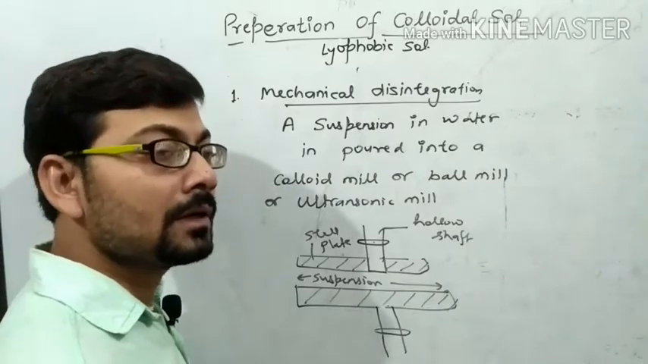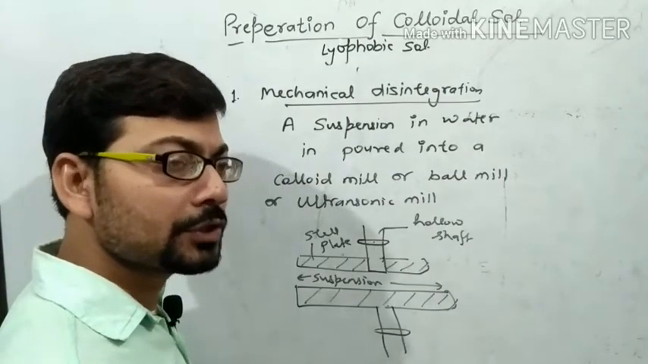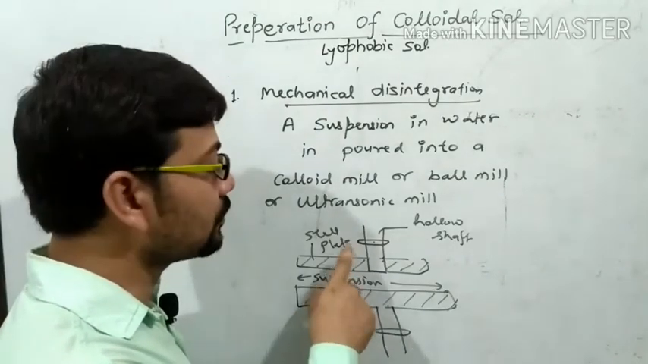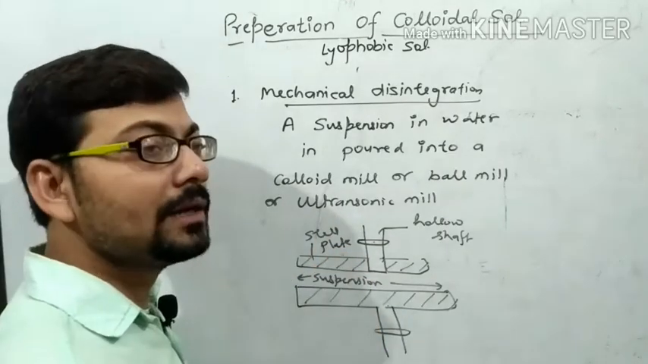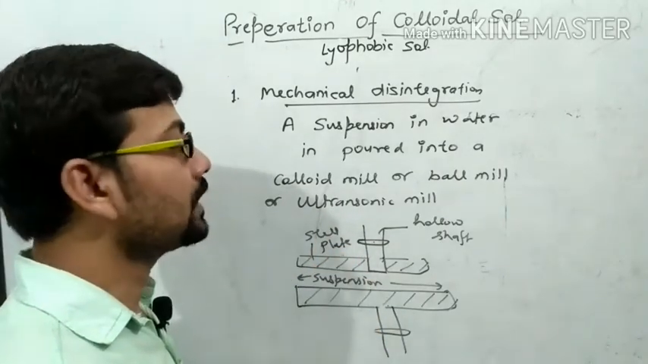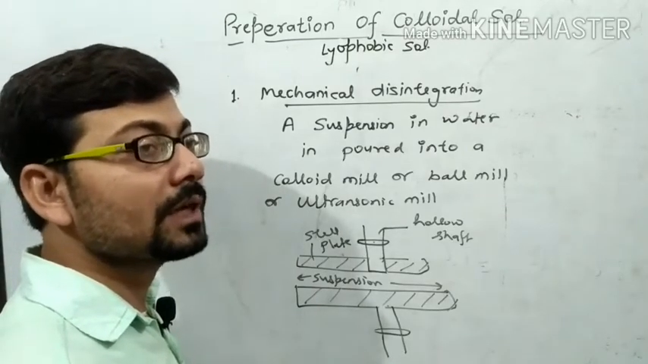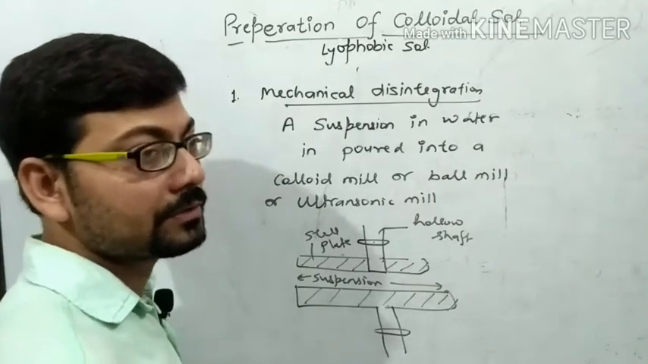जैसे हमारे घरों के आसपास गेहूं पीसने वाली मशीन होती है, उसी तरीके से ये सस्पेंशन पार्टिकल्स को पीसने के लिए एक मशीन है, that is called colloid mill or ball mill and ultrasonic mill, by which we can change the size of the particle from the suspension into the colloidal range, right?